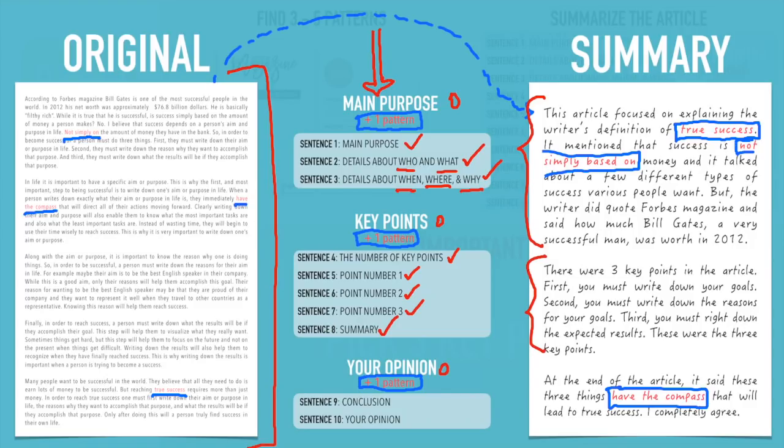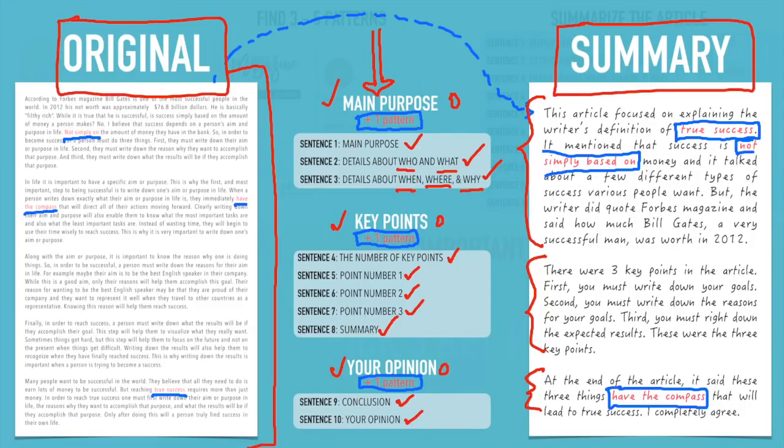And finally, your opinion section. We say, at the end of the article, it said these 3 things have the compass that will lead to true success. Right here, the conclusion. And I completely agree. My opinion. So your opinion goes there. So all 3 of these sections can be found in my summary of the original article. Okay, this is how you do for day 3.